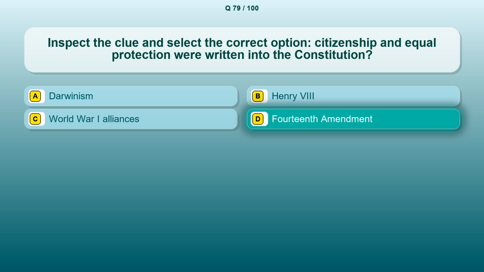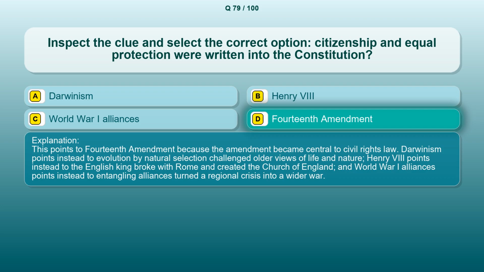The correct answer is option D. 14th Amendment. This points to 14th Amendment because the amendment became central to civil rights law. Darwinism points instead to evolution by natural selection challenged older views of life and nature. Henry VIII points instead to the English king broke with Rome and created the Church of England, and World War I alliances points instead to entangling alliances turned a regional crisis into a wider war.